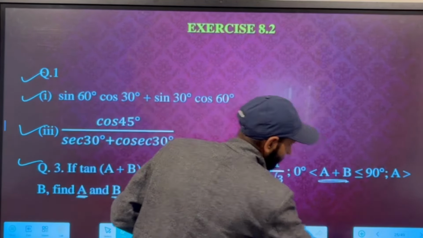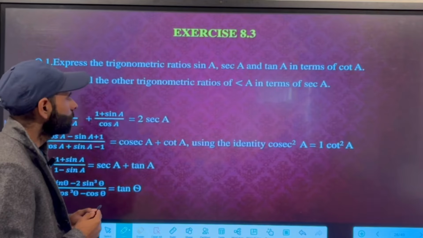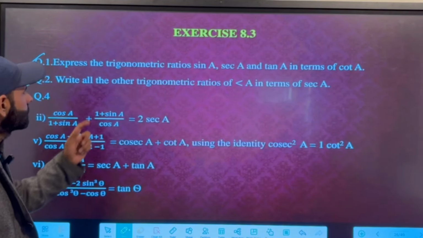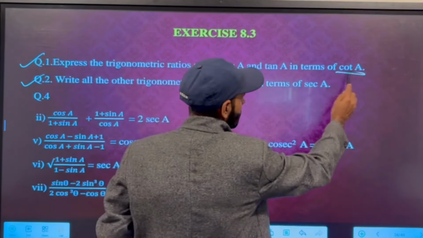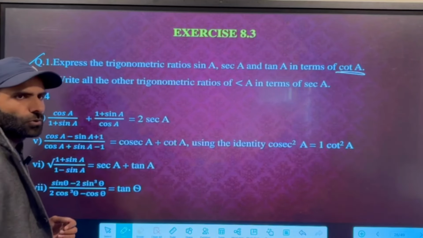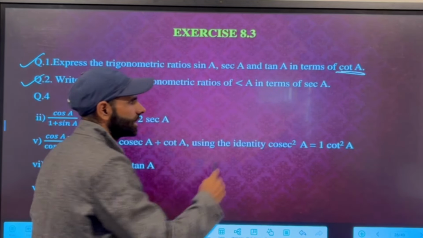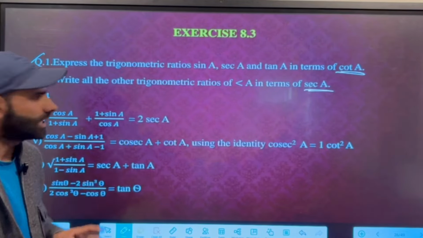From the next exercise, very important exercise, exercise 8.3. Question number 1 and question number 2 are important. Express the trigonometric ratios sin A, sec A, tan A in terms of cot A. Question number 2 is write all other trigonometric ratios of angle A in terms of sec A, where angle A involved here is acute angle.